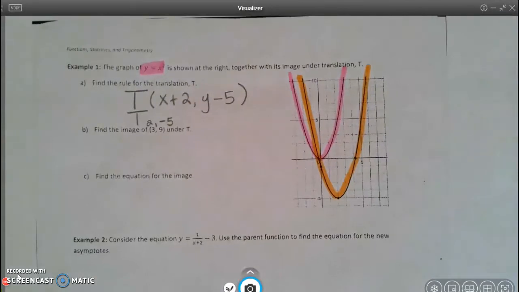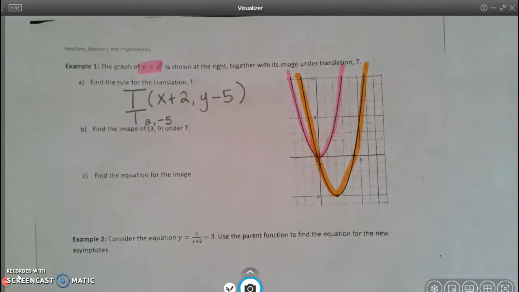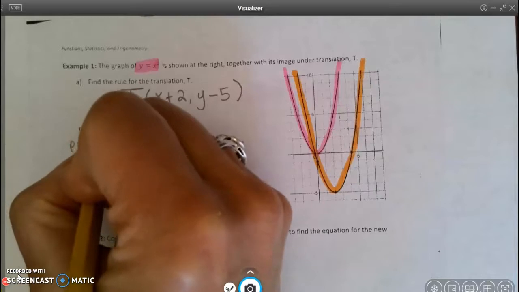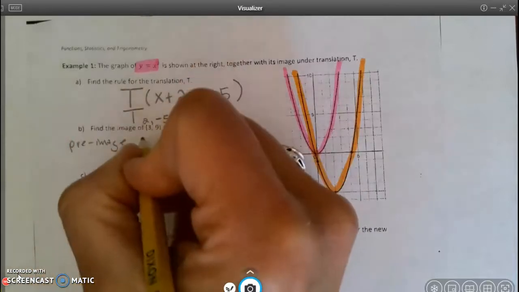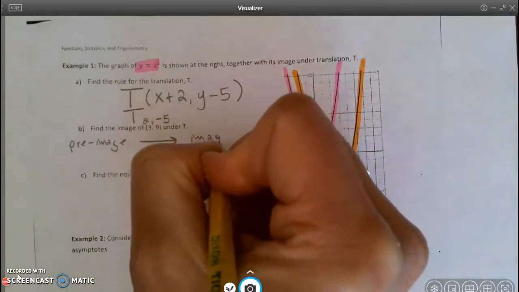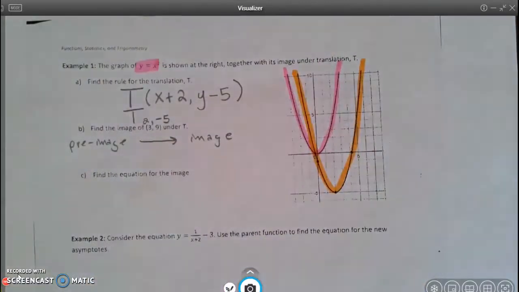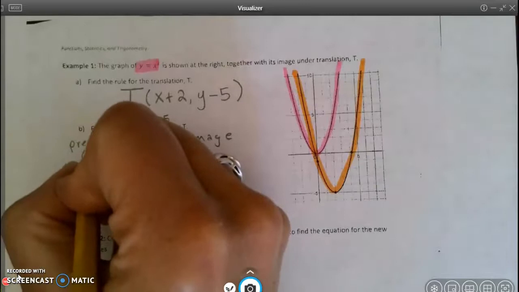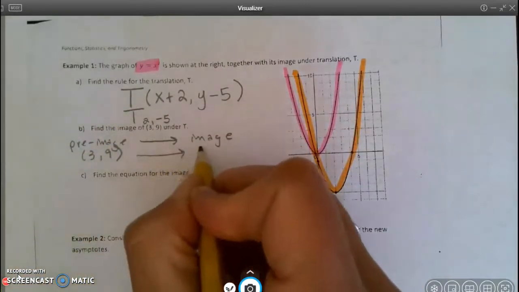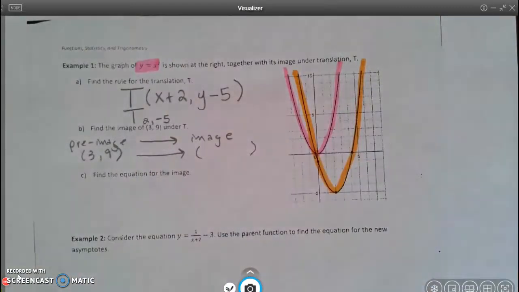All right. Letter B, find the image of (3, 9) under T. So just to clarify, we have pre-image. The translation rule happens, and then we have an image. The image is where did it move to. So the pre-image is (3, 9). The translation rule happens, and we get an image.